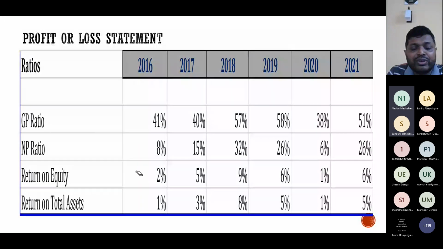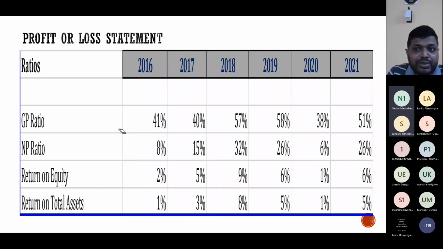You can even calculate interest cover. You can look at whether the interest cover ratio is captured, how many times from the net profit before interest and tax, then look at the interest cost, then what is the interest cover.